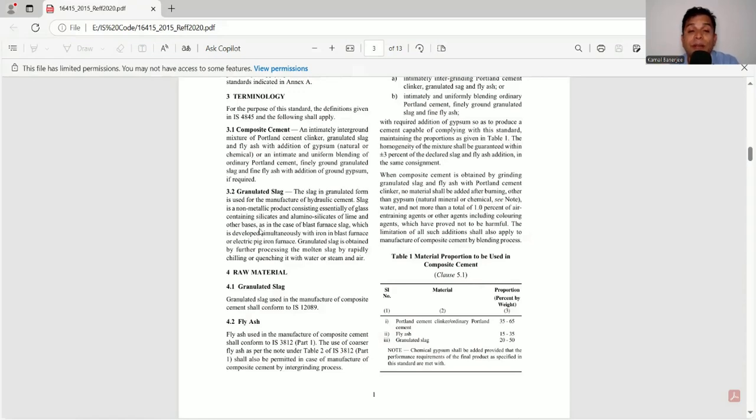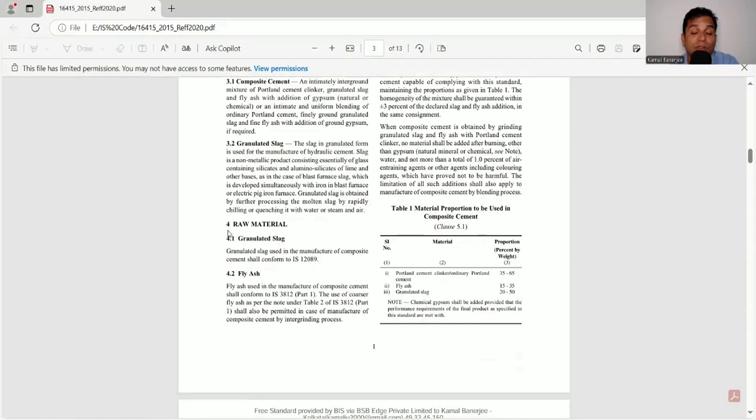So what are the raw materials for the preparation of composite cement? First is the granulated slag. It is conforming to IS 12081, and I have made a detailed video on that, on GGBS, what GGBS is and what its properties are. If you want to know, please check, the link is there in the description, you will get the full information. So the first raw material is the granulated slag.